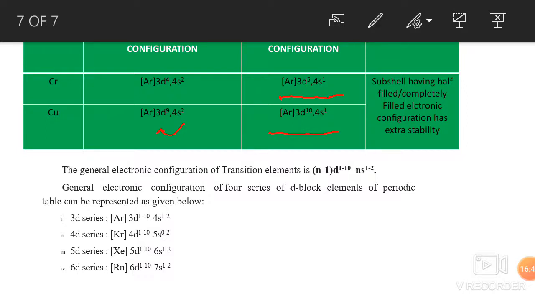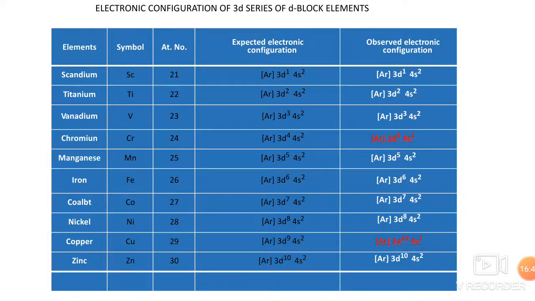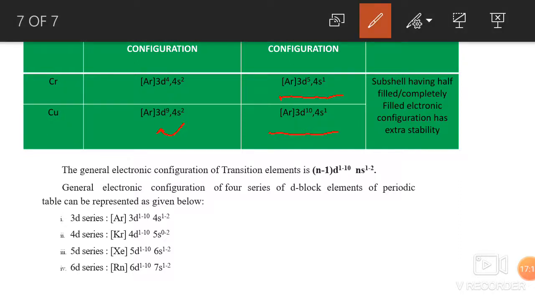So, if you observe all the elements' electronic configurations, you will find that the range of the 3d subshell is from 1 to 10, and the range of the 4s subshell is from 1 to 2. So, from all these observed electronic configurations, the general electronic configuration of the 3d series becomes argon 3d 1 to 10, 4s 1 to 2.